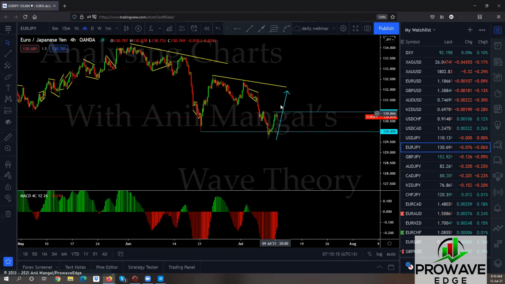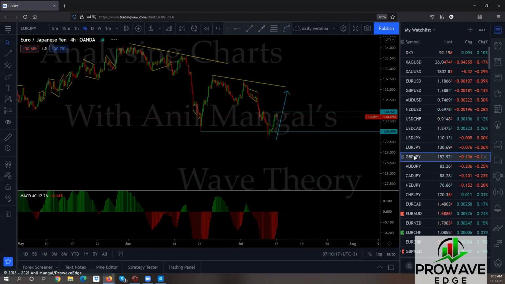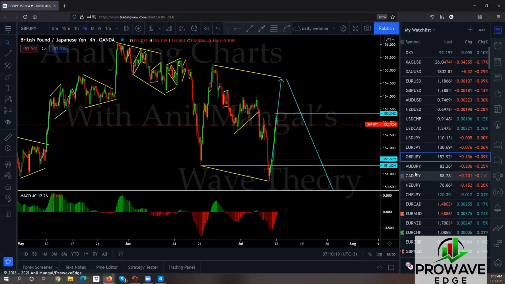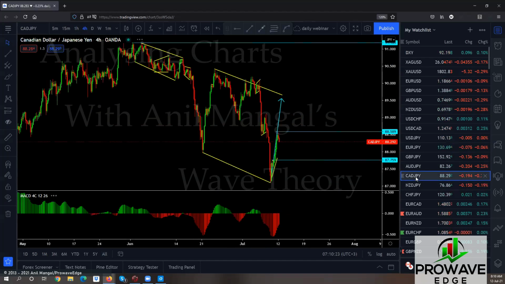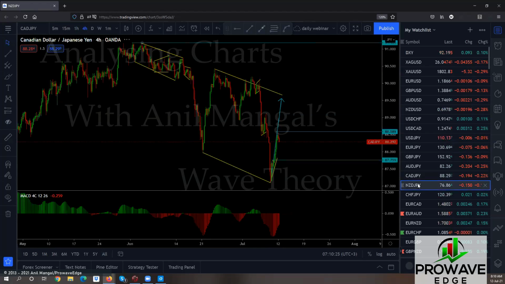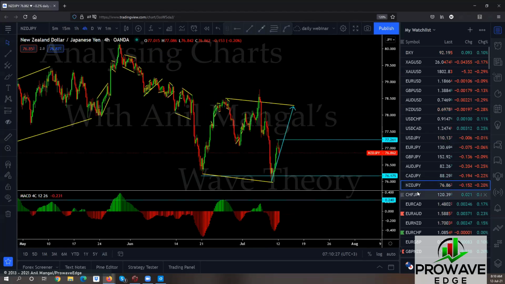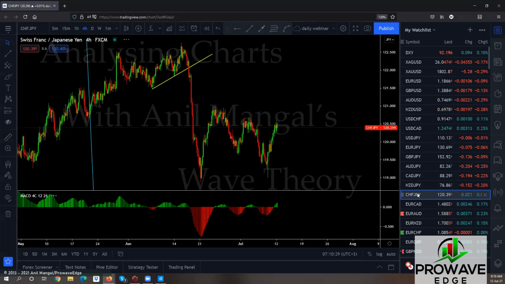So I'm expecting them to make a running flat here, and here, and here, and here. And I'm expecting this to make another running flat. And I'm expecting this to make a regular flat.